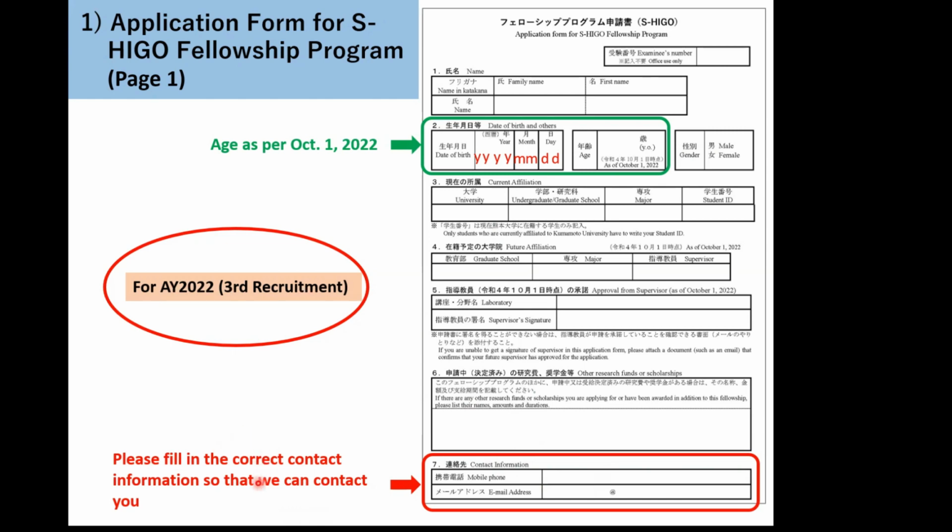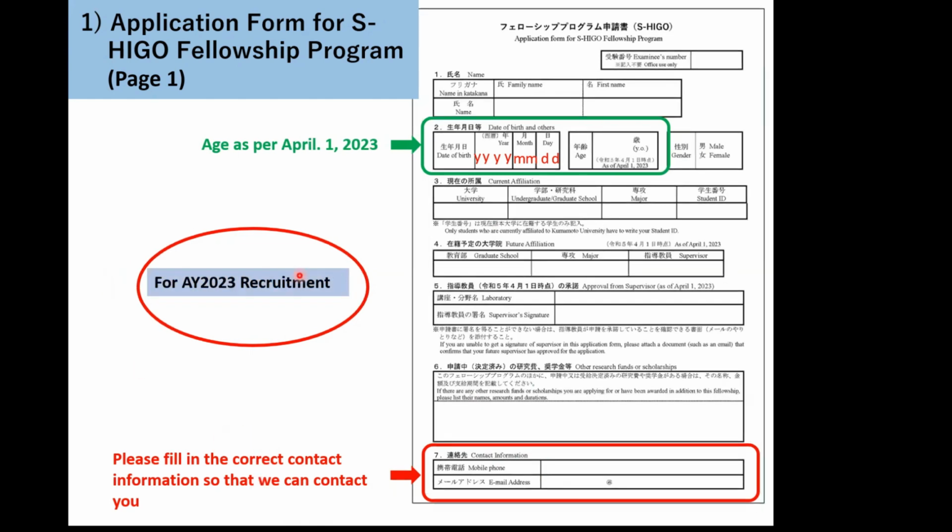Okay. So this is the same form, but this is for academic year 2023 recruitment. The only difference is that we have you write your age as of April 1, 2023. Okay.